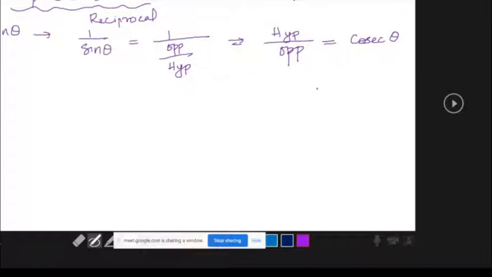There are three functions, sine theta, cos theta and tan theta. Now we are going to find the reciprocal of all those three. So sine theta reciprocal is 1 by sine theta. So you get cosec theta. 1 by sine theta is cosec theta.